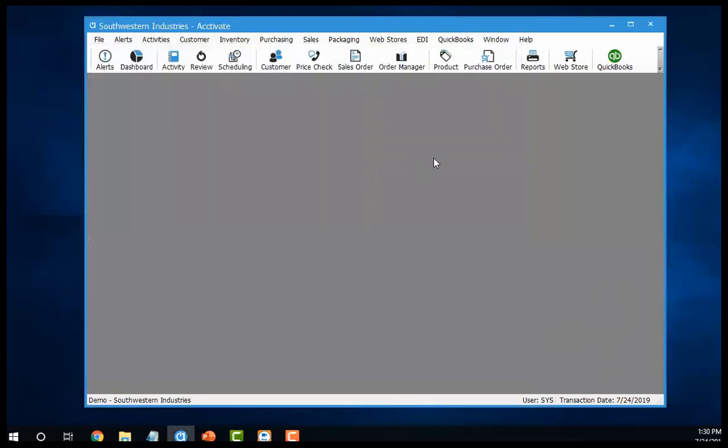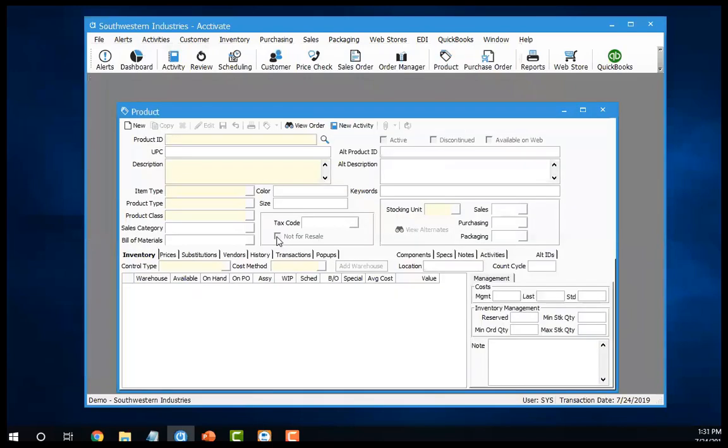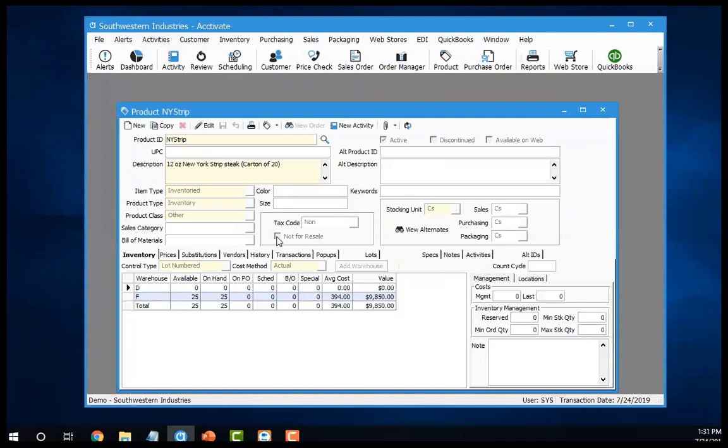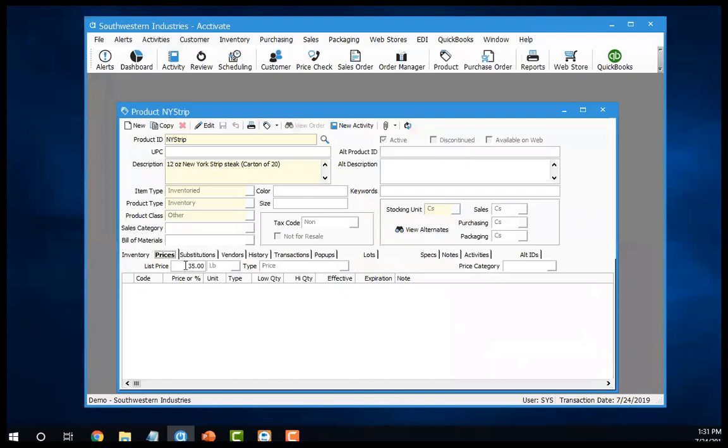So let's take a look at a product and see how this actually works. So here we have a product. This product is steaks. There's 12-ounce New York strips, and there are 20 of these in every case, in every carton. If I go to the prices tab, we're pricing by the pound. So the price here is $35 per pound, even though we're stocking and selling based on the case.